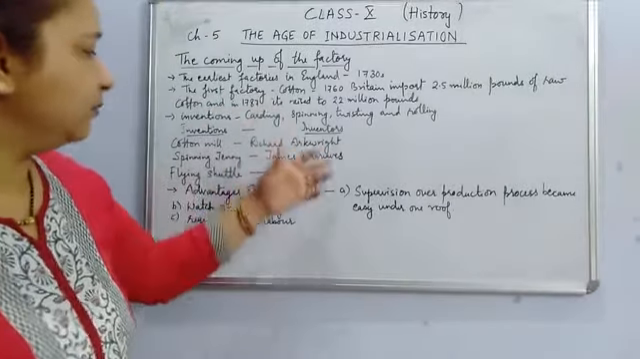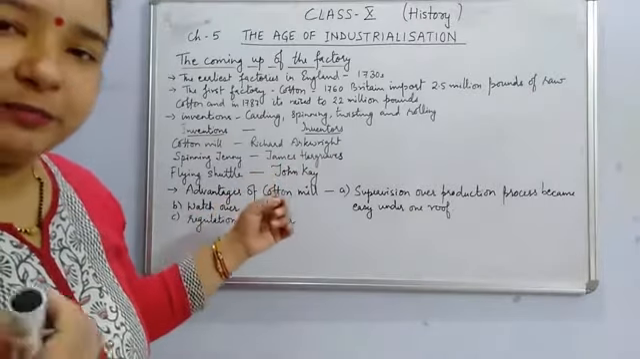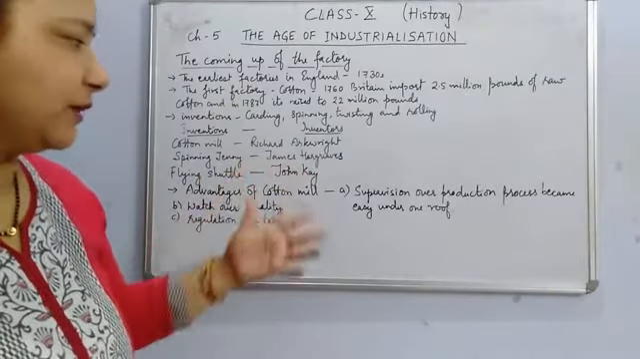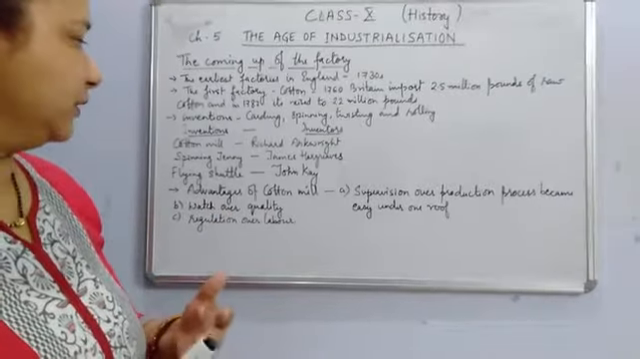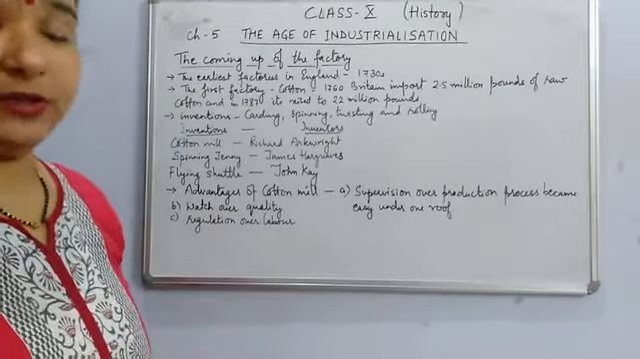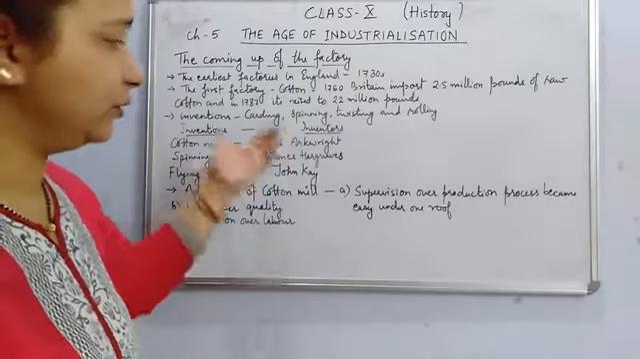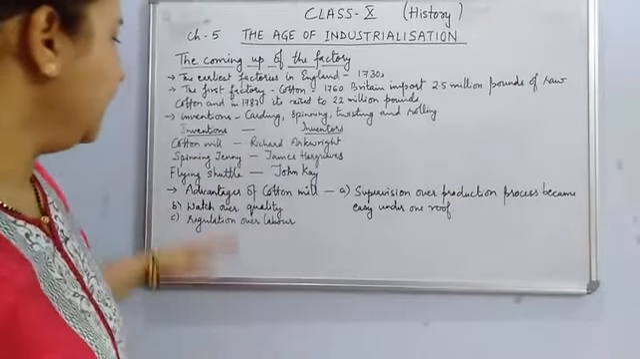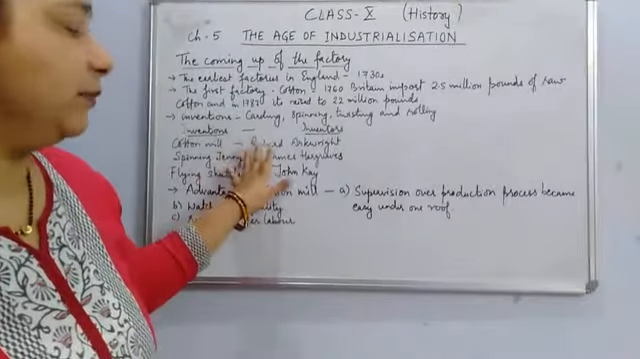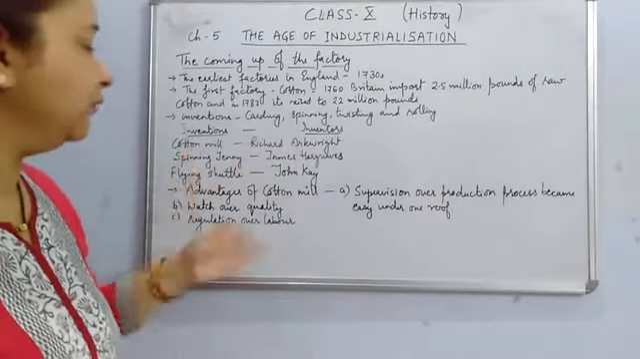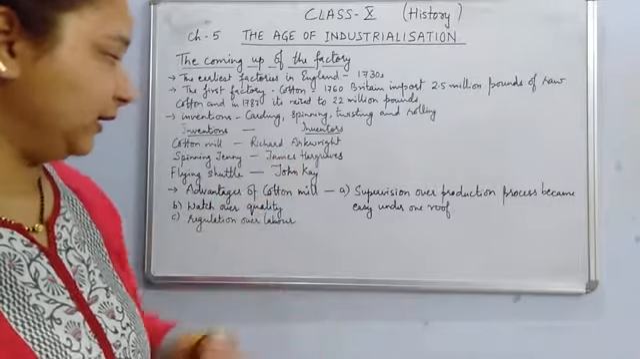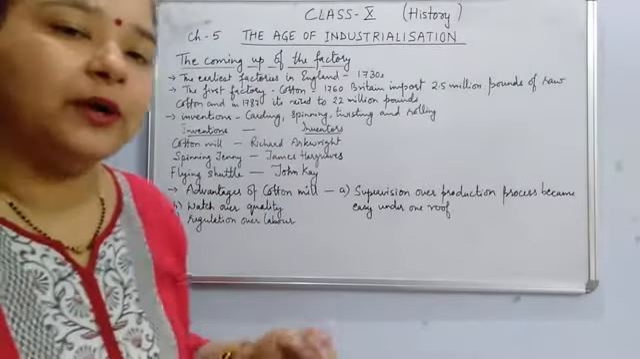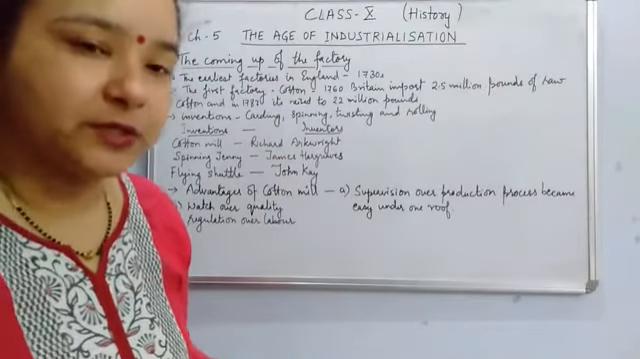So sometimes in paper they'll ask for 1 mark questions, like who invented the spinning jenny, or who was the one who established a cotton mill. So you need to know their names, right? Now when the cotton mill was introduced by Richard Arkwright, what were the advantages of this?